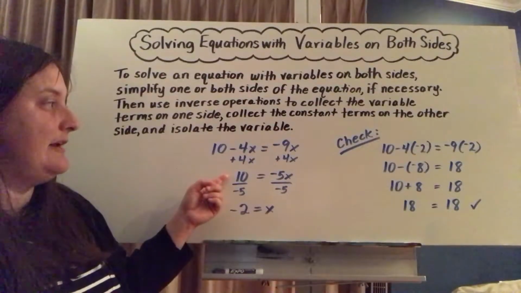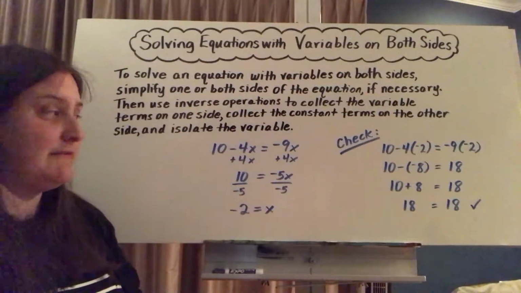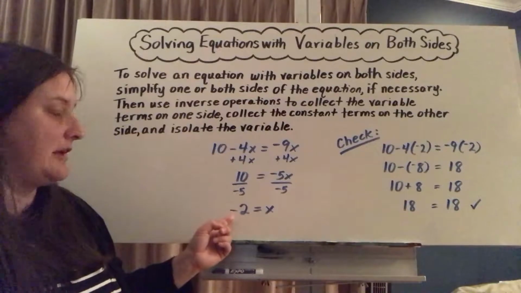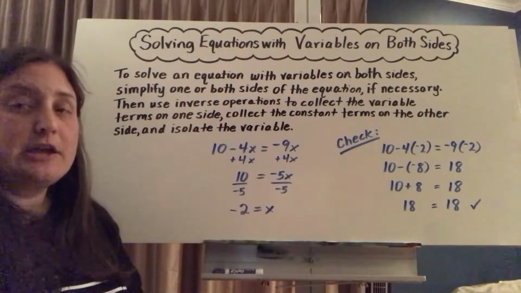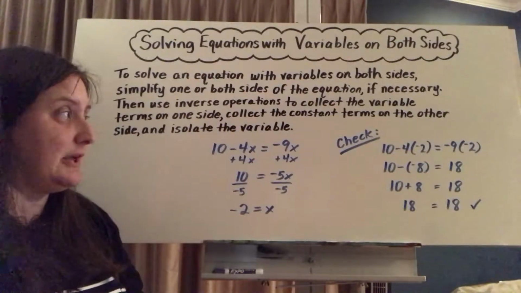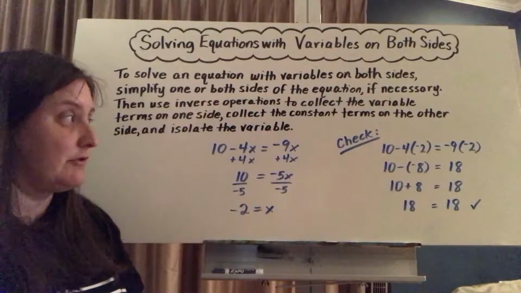Here I'm left with 10. On this side I'm left with negative 5x. Now I'm going to isolate my variable. I'm going to divide each side by negative 5. So I'm left with negative 2 equals x. I can always take any solution that I get and actually check it by plugging it back into the original equation, and this will tell me if my answer is correct.